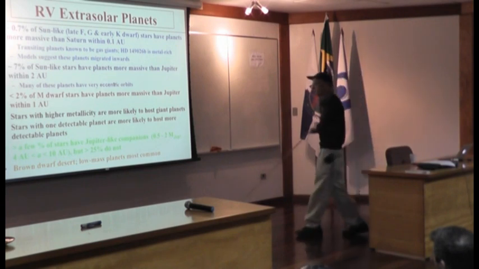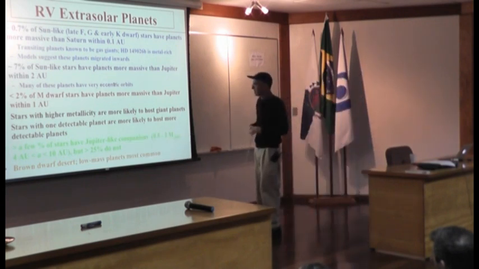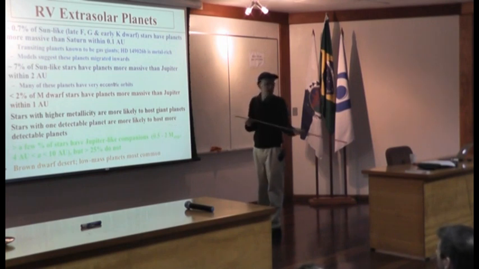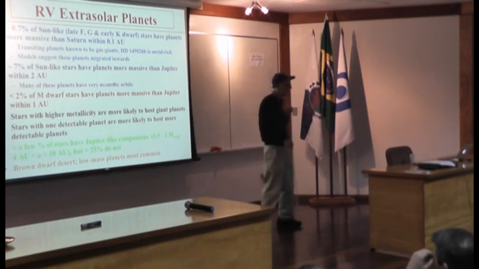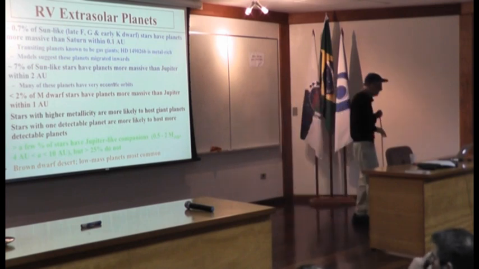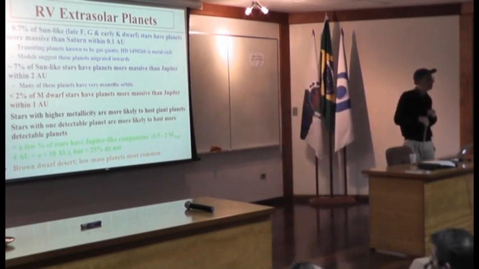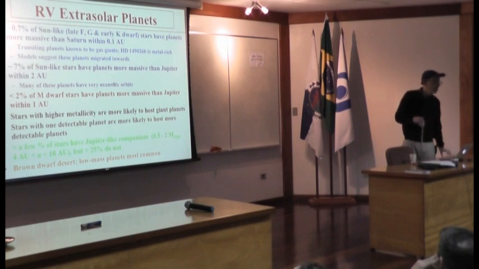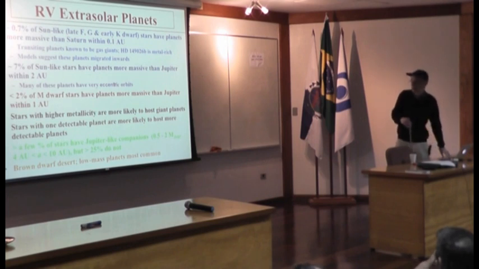And then there's this brown dwarf desert I mentioned earlier in my planet formation lecture. There are very few companions near stars that are between 15 or 20 Jupiter masses and 70 or 80, compared to the number of binary star companions or the number of companions that are planetary, smaller planetary.